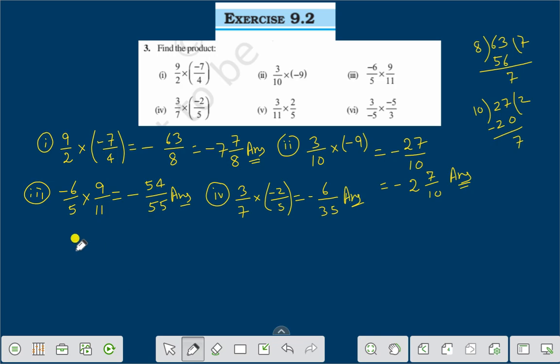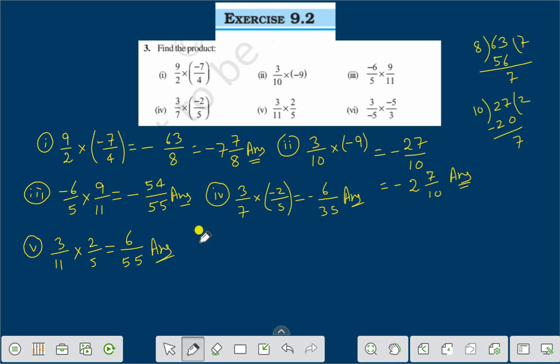Now question number 5 here you see is 3 by 11 into 2 by 5. If you multiply the numerator, 3 into 2 is 6, and 5 into 11 is 55. That is 6 by 55. Therefore the answer of question number 5 is 6 by 55.